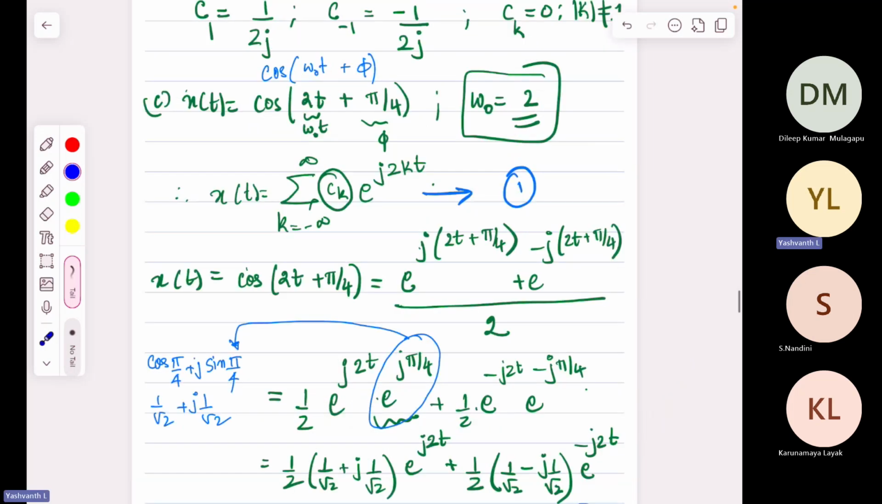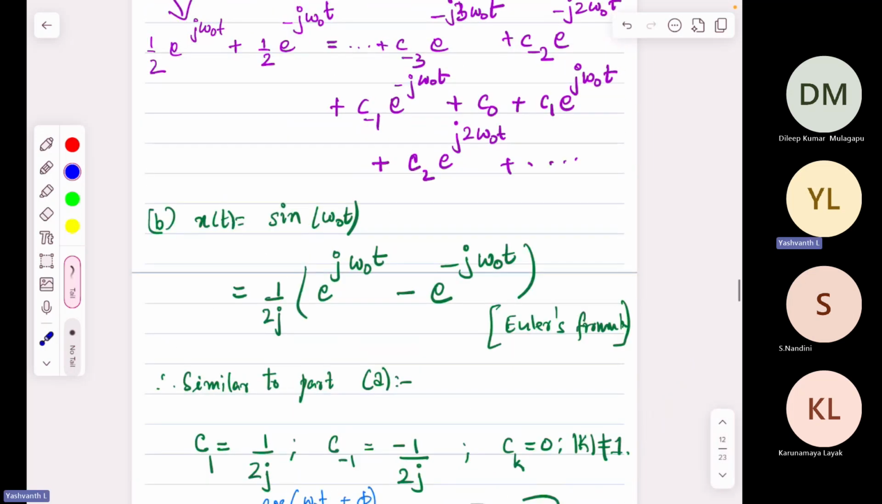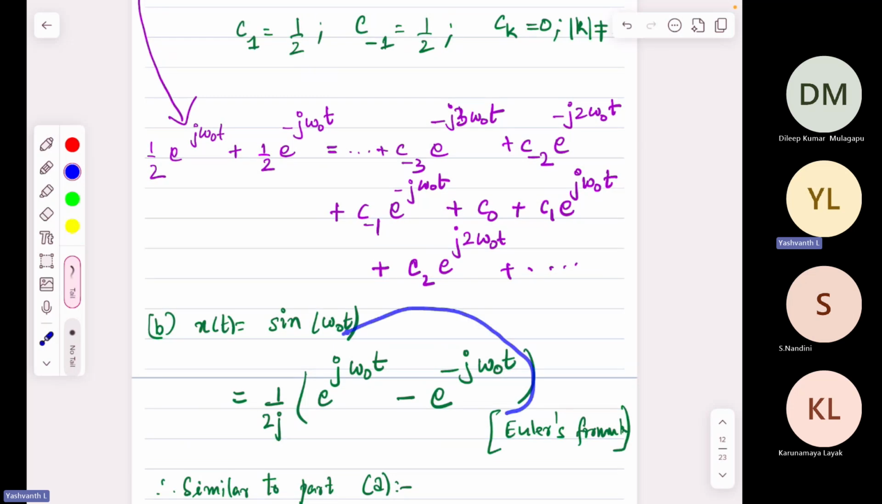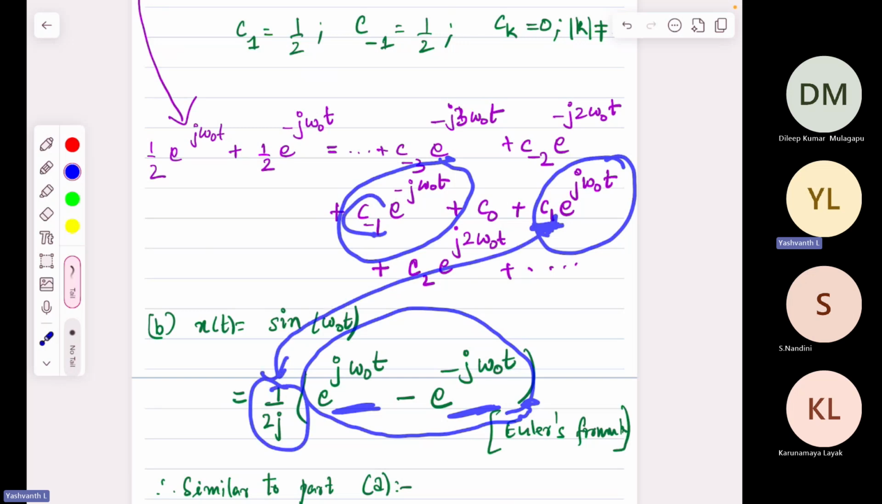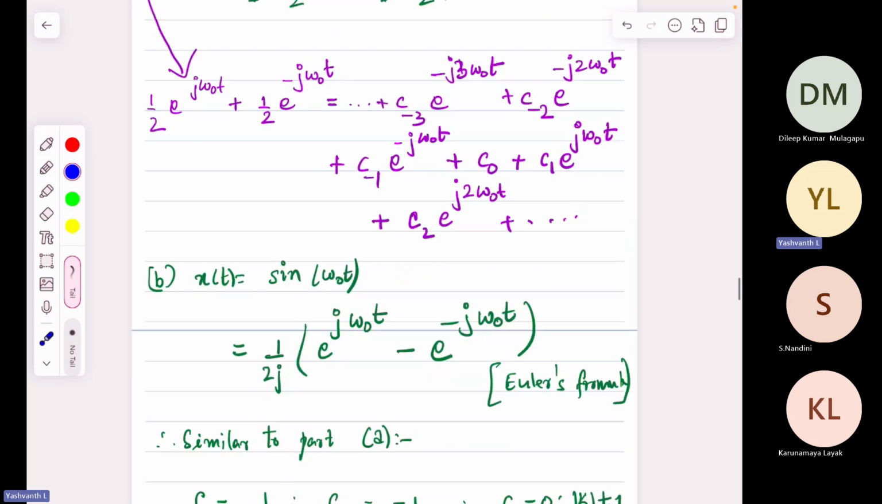So basically, similar to the previous one, what did I do? I just compared the coefficients of e power. In sine omega naught t for the previous question, I compared the coefficients of e power j omega naught t and e power minus j omega naught t, and said that e power j omega naught t comes here and e power minus j omega naught t comes here, and the coefficients of e power j omega naught t should be the same. Therefore, c1 is equal to 1 by 2j and c minus 1 is equal to minus 1 by 2j. Similarly, that's how I did it for the previous question.